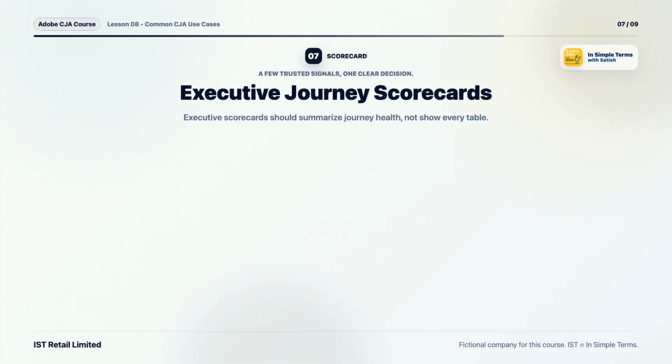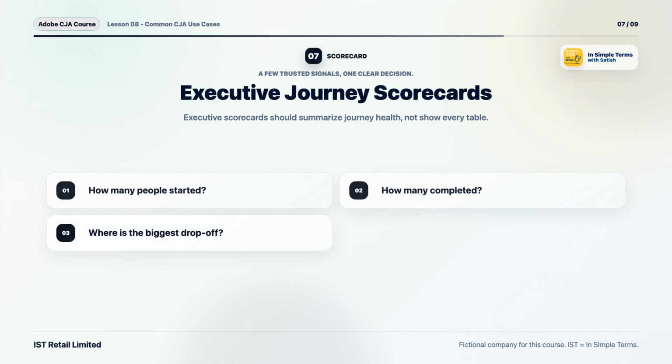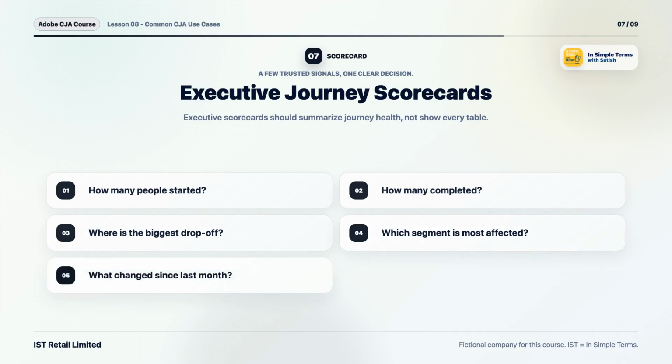Executives usually do not need a wall of tables. They need journey health. How many people started? How many completed? Where is the biggest drop-off? Which segment is most affected? What changed since last month? What should we do next? CJA can support executive scorecards when the underlying definitions are clear. The scorecard should include caveats when identity coverage, data latency, or dataset completeness affects confidence.